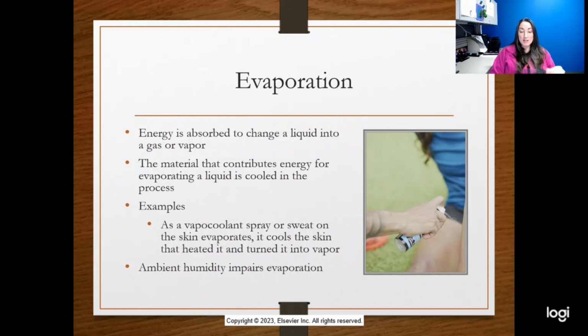Ambient humidity impairs evaporation, so the humidity of the environment that you're in does change how much that can evaporate, which is why on a hot day, if it's really humid, it feels a lot hotter than if it's the same temperature and not humid.